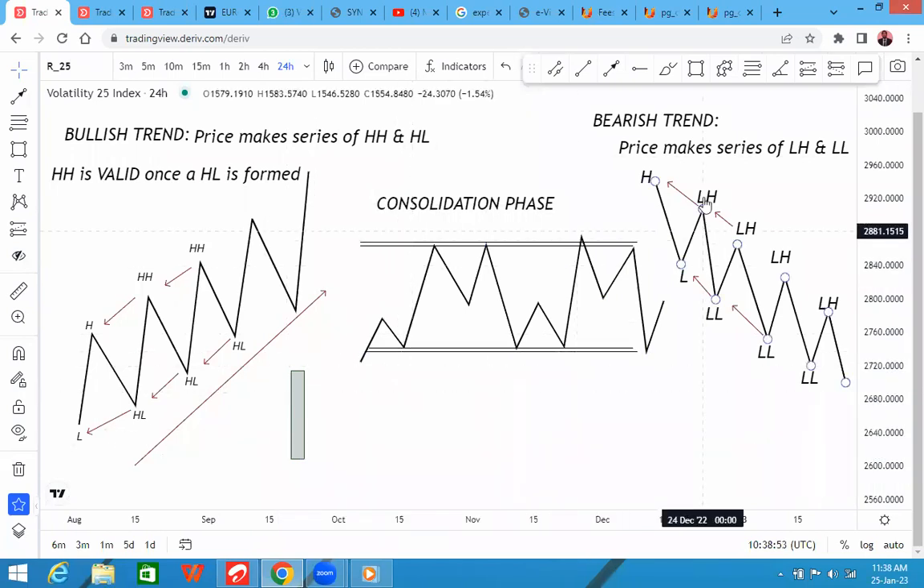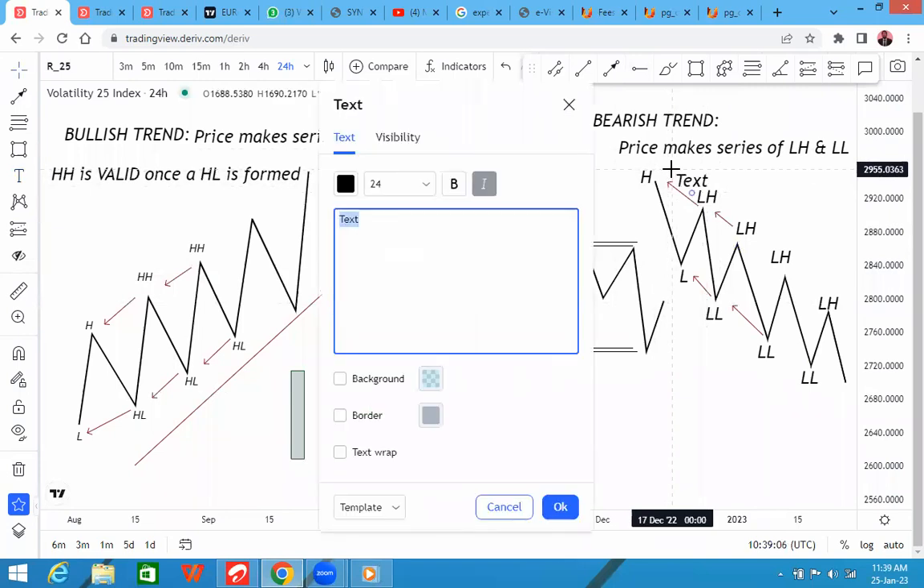So it is this lower low that validates this lower high. Let me write that too. Let me see if I can put it here. A lower low validates the lower high. Until a lower low is created, a lower high is not valid.